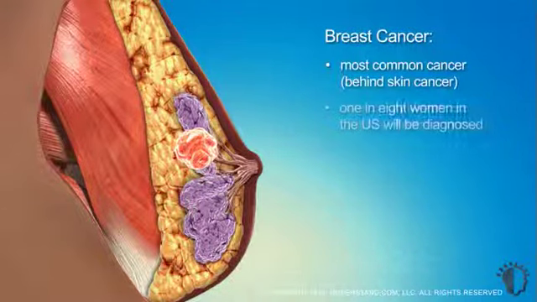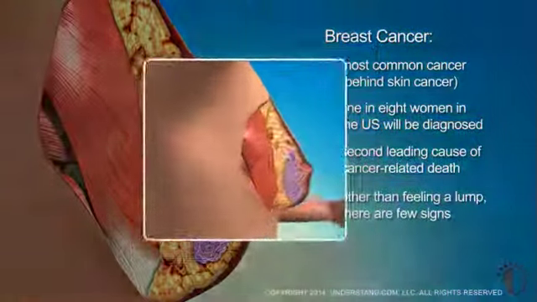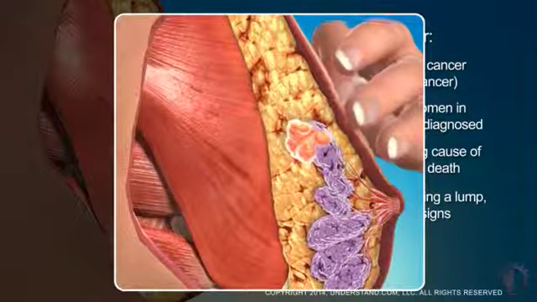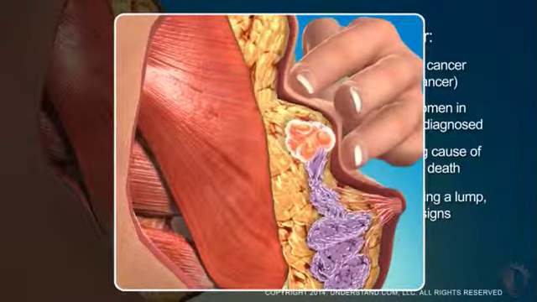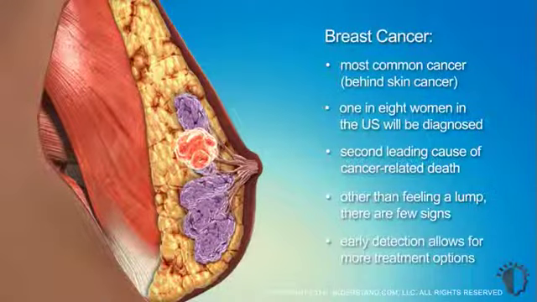It is estimated that 1 in 8 women in the United States will be diagnosed with breast cancer in their lifetime. Although advances in treatment have greatly improved survival, it is still the second leading cause of cancer-related deaths among women, behind lung cancer. Other than feeling a lump, there are few signs that breast cancer is developing, so it is important to know about the disease, risk factors, and how to screen for it. Following your doctor's screening recommendations can help detect breast cancer in early stages before it has spread beyond the breast, allowing more options for successful treatment.